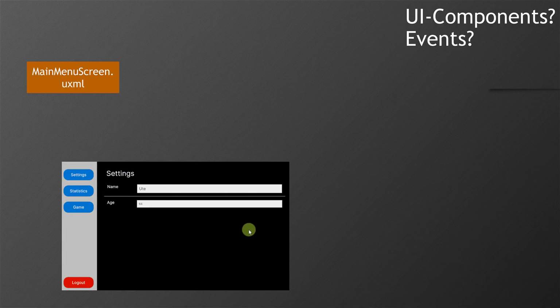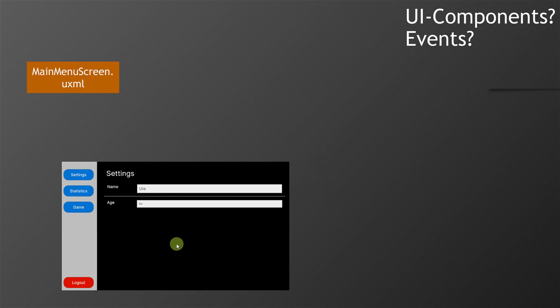If we want to implement something like this, we have to answer two questions. What are our UI components and which events do we need? We will use events, or more precisely multicast delegates, to communicate between two classes.